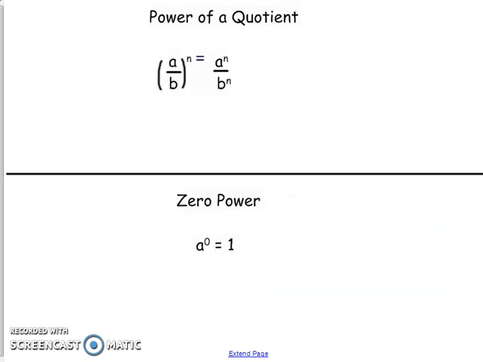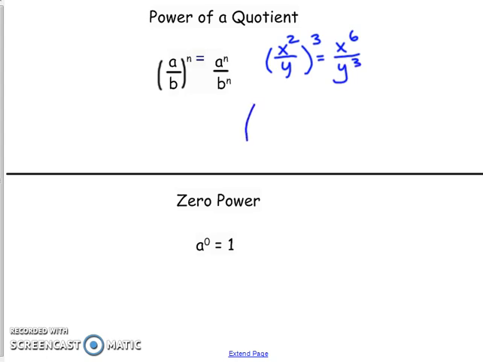Power of a quotient is similar. So again, if you're dividing something with two different bases, but in parentheses you're raising the whole term to an exponent, you're going to distribute that exponent to the numerator and the denominator. So if I have something like x squared over y cubed, I'm going to end up with x to the 6th on the top, y to the 3rd on the bottom. So that 3 as my exponent is getting applied to both.